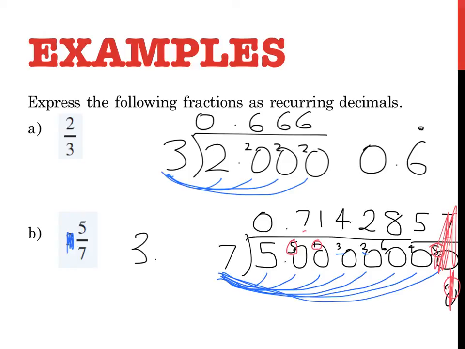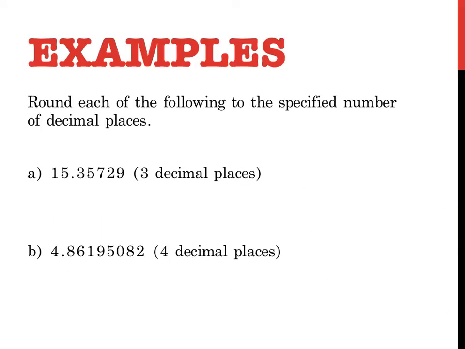And this is how I write it. I'm going to rewrite it down here. 3.71428, okay, and the repetition is on that 7 and on that 5. So I can either write it like that, or I can write it like that. Either way would totally suffice. Okay, let's have a look at this.